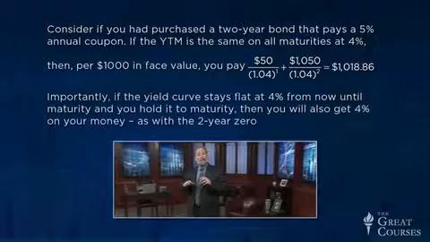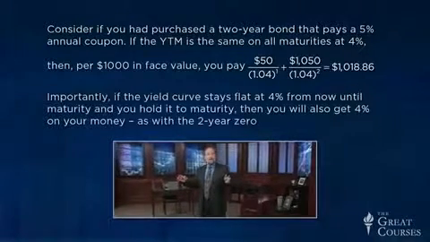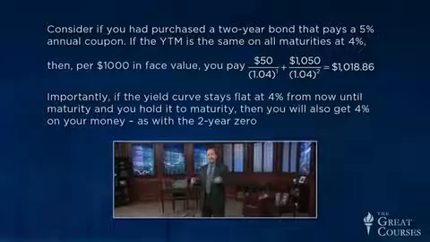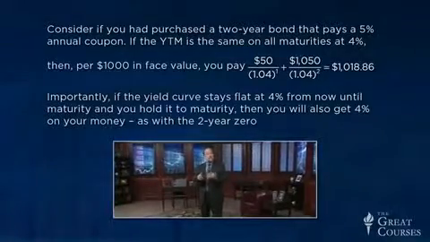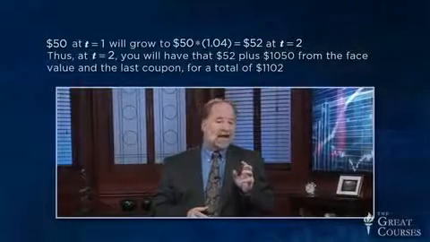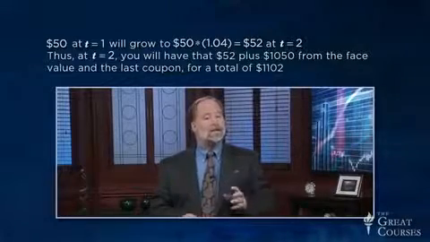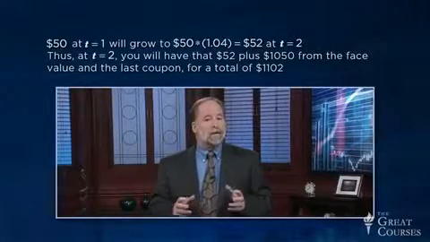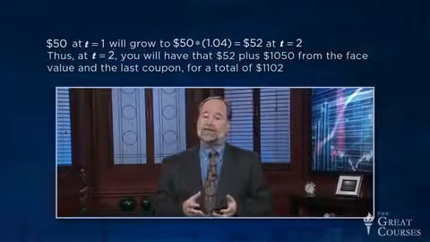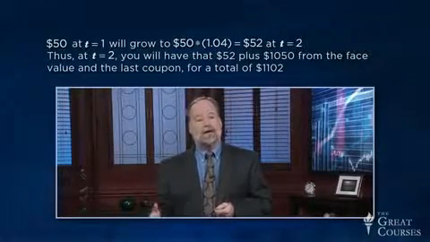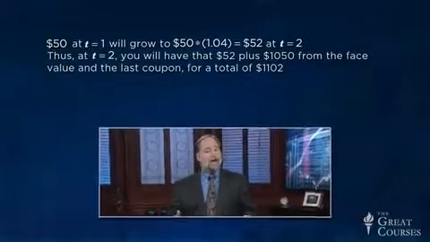Importantly, if the yield curve stays flat at 4% from now until maturity, and you hold it till maturity, then you will also get 4% on your money, as with the 2-year zero. To see this, realize that after 1 year, you'll get $50. At that time, if the yields have not changed, then you'll be able to invest that $50 at 4% for another year. That is, the $50 at t equals 1 will grow to 50 times 1.04, or $52 at t equals 2. Thus, at t equals 2, you'll have $52 plus $1,050 from the face value plus the last coupon, for a total of $1,102.